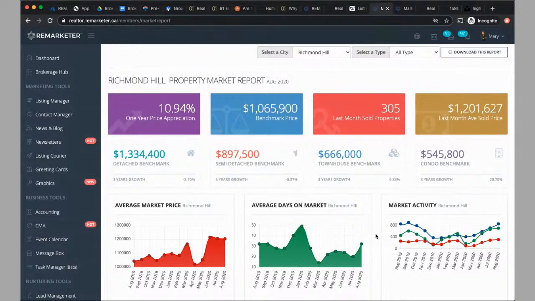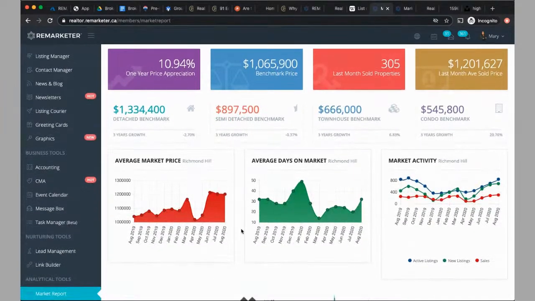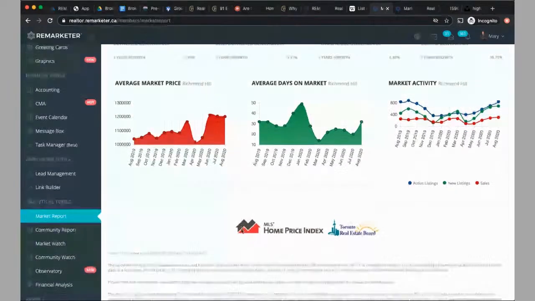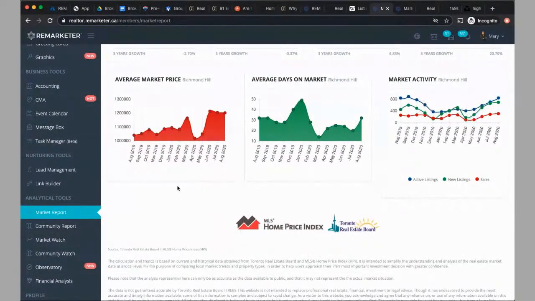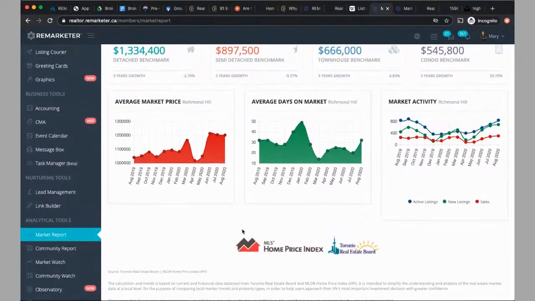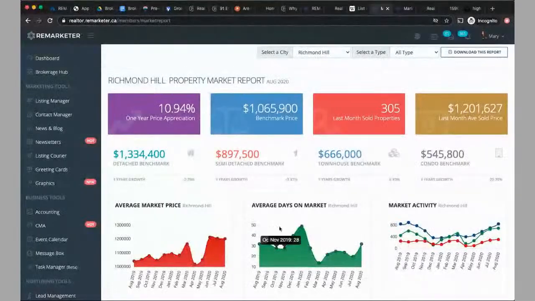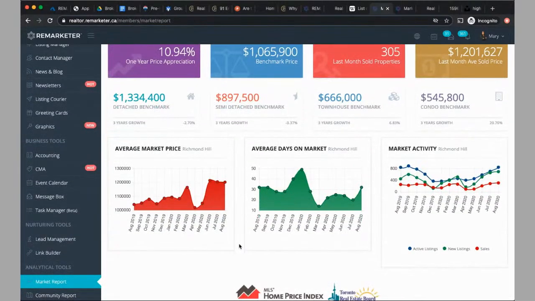So this would be a good section for you to actually compare and see your market statistics and analyze the market a little bit. Now, this is available once every month from TREB, and we take the same and compile the information for you so you can see how the market is changing. You can analyze your market right there.